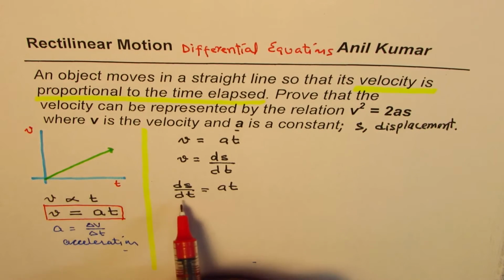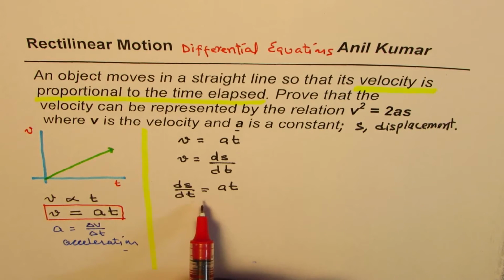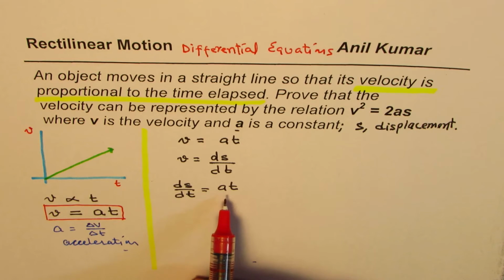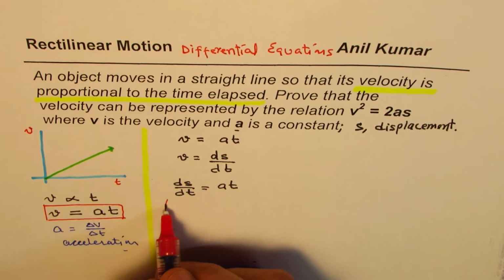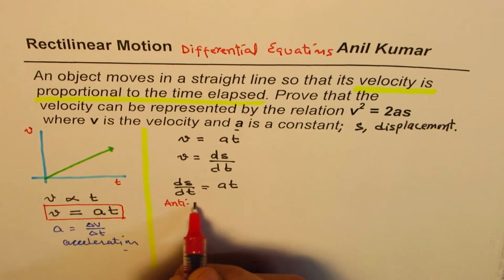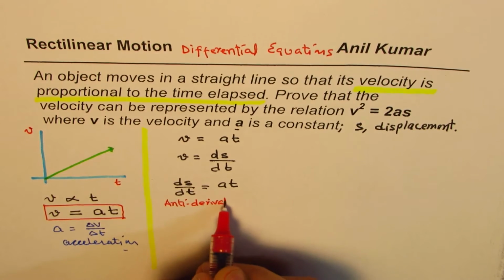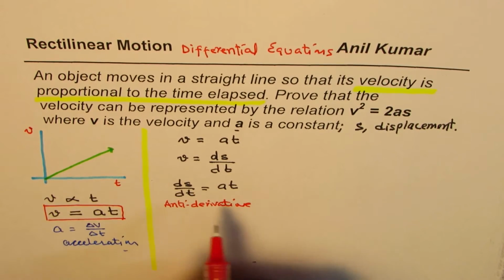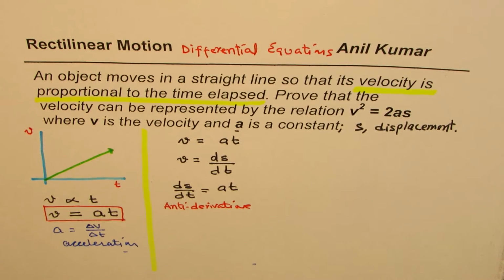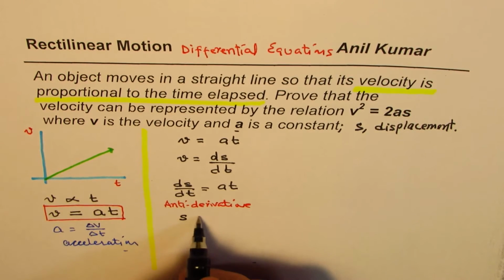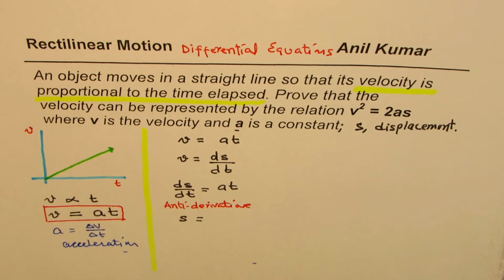Now let us try to solve this equation, ds/dt equals at. To solve this equation and find s, we can find the antiderivative and then find what s is, right? Derivative and antiderivative are just reverse things. So the antiderivative of ds/dt will be s. We get s on the left side just by finding the antiderivative.